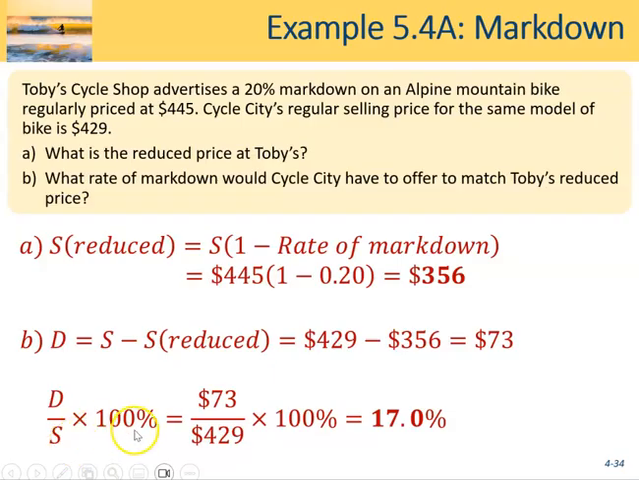Multiply that by 100%. Discount amount divided by selling price gives us our decimal. Multiply that by 100% to get our percentage. So we know our discount needs to be $0.73. Divide that by the original selling price at Cycle City.